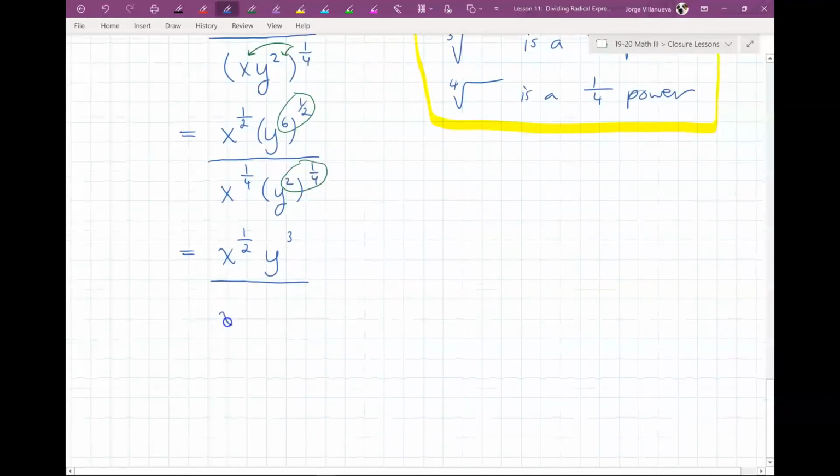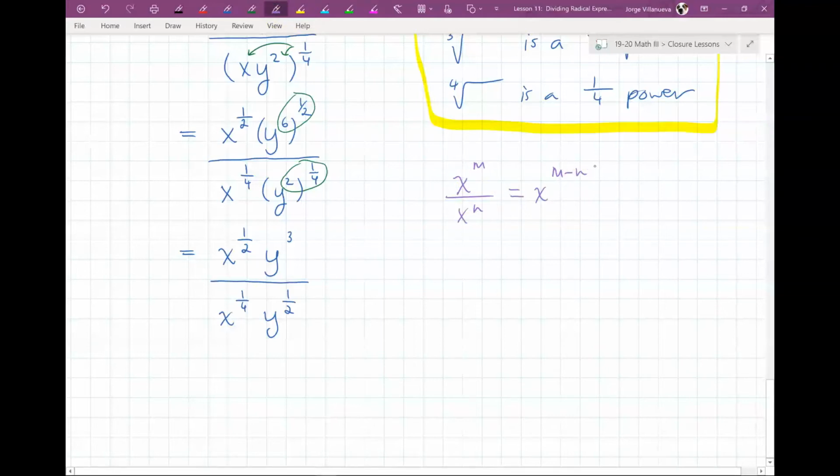And then x to the 1/4, and then 2 times a quarter, that's a half. So y to the half. Now, we're back to some other properties. Whenever you divide x to the m over x to the n, we get x to the m minus n, right? We did that a while back.